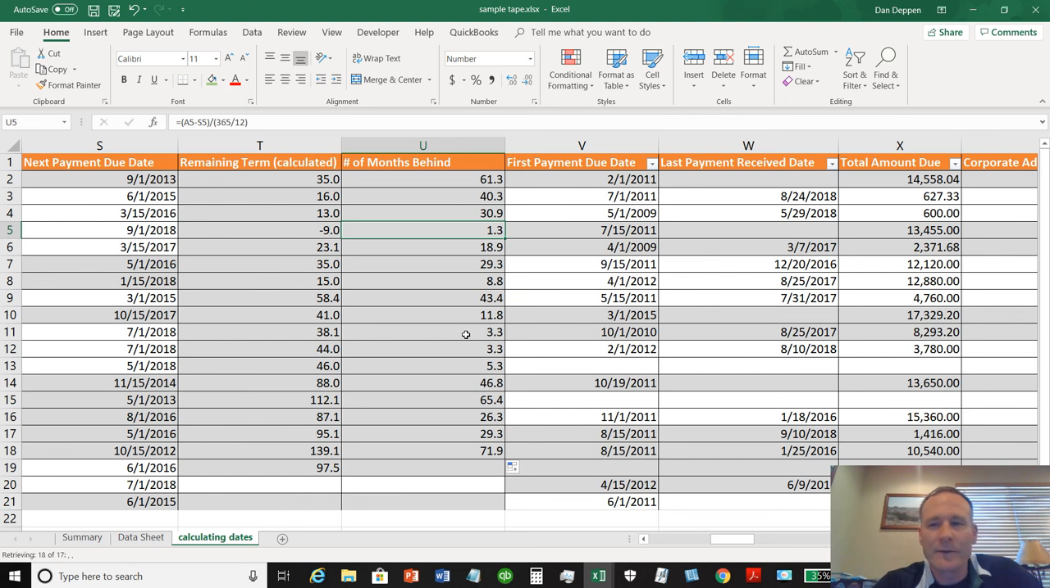And I'm kind of getting into a topic for another time now, but I just did want to talk about how you can look at the number of months between two dates in Excel, because it's something that comes in very handy as you're going through tapes.